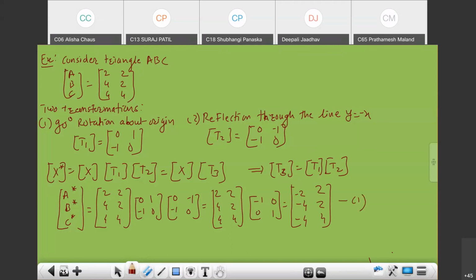That is the result. What we have done here: two transformations, rotation followed by reflection, are combined and multiplied with the original matrix or the object matrix. We will get this result.